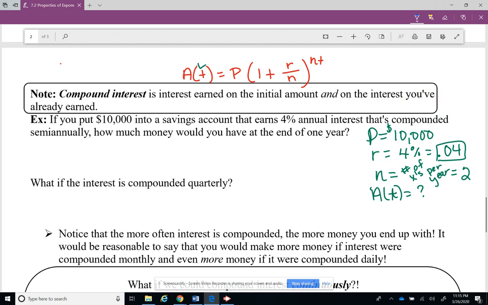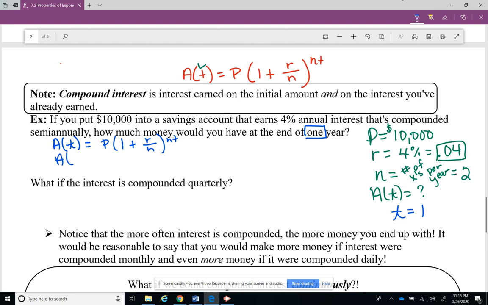All right, so let's do it with blue. So we're going to have A of t equals P times 1 plus R over N to the N times T. Now I'm writing it because the more you write it, the more you'll get it. Now, how many years are we doing this? How much money would you have at the end of 1 year? So our T is going to be 1.